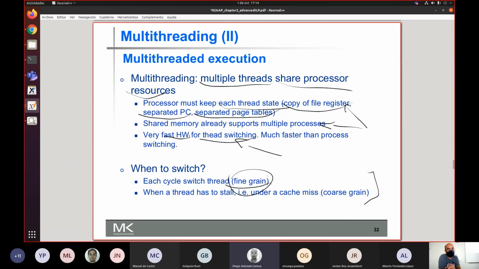On the other edge of the gradation, we have what is called coarse grain. And we only switch the thread, in this case, when there is a long stall, for instance, when you miss the cache. When you are loading something from memory, you go into the memory hierarchy, and you don't find the data in the cache. You have to go to main memory. You know that this is going to take time, so you can switch the thread.